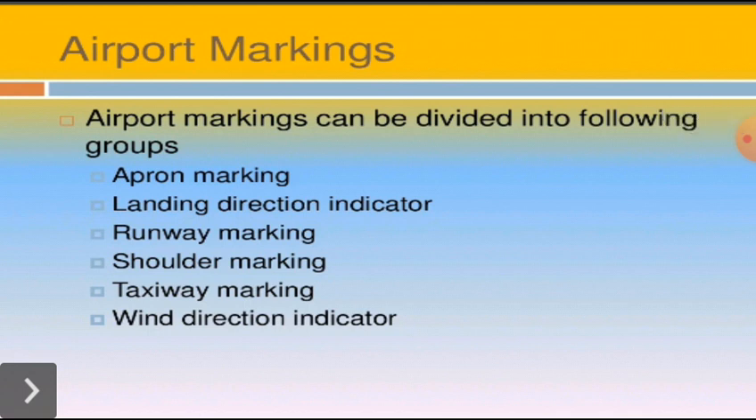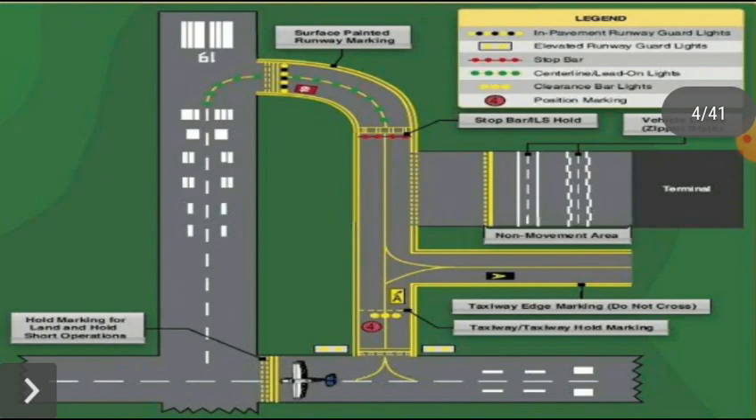The markings can be divided into apron marking, landing direction indicator, runway marking, shoulder marking, taxiway marking, and wind direction indicator. This figure shows the typical layout of an airport and the marking of the components such as the runway, taxiway, apron, etc.